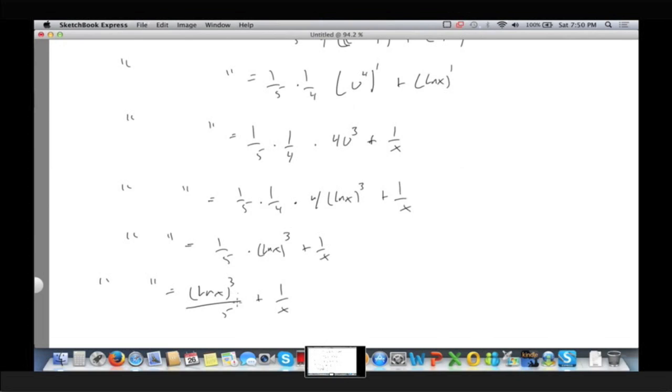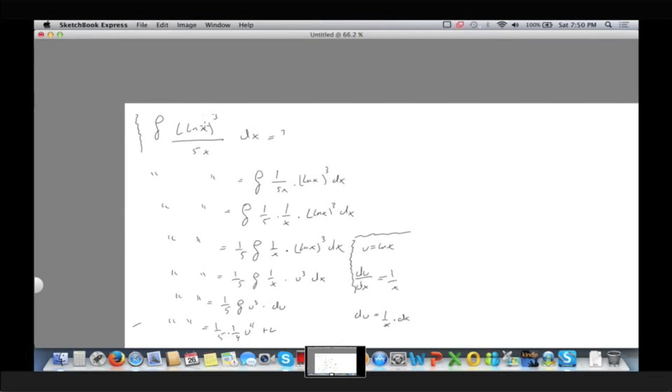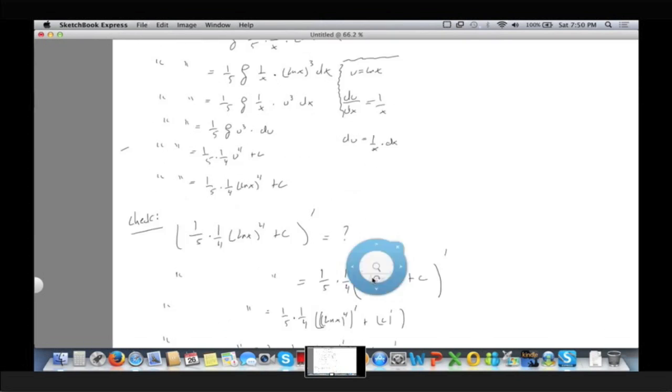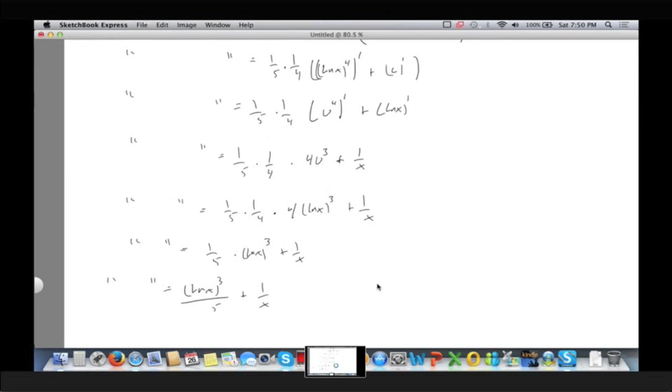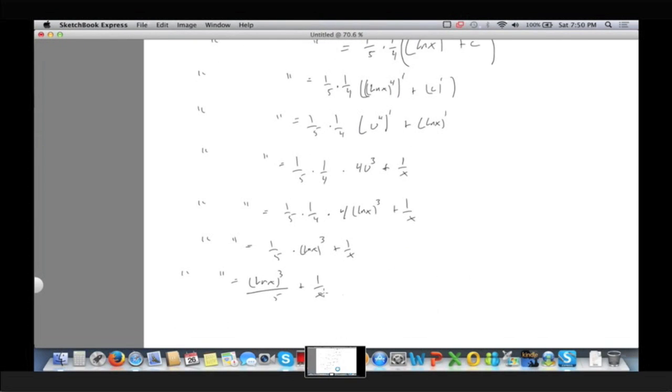This part matches up, but 1 over x wasn't an integral. It's the derivative of x with respect to x, but I guess that's just because we had to use the chain rule, that's why it's there. Okay, I think it's good. I'm not 100% sure why this is there, if this is the correct answer.